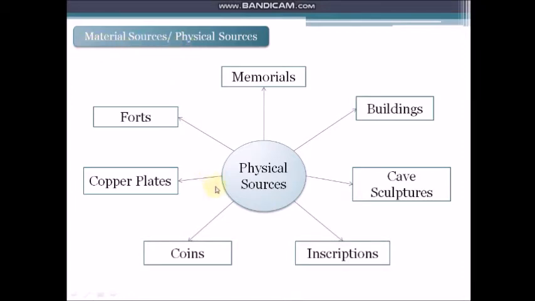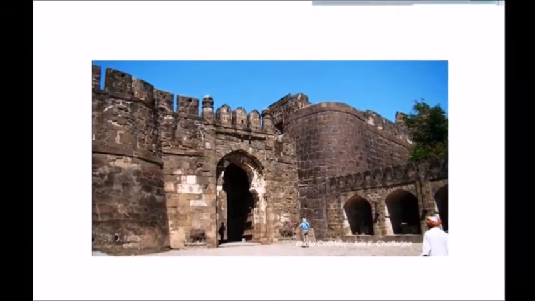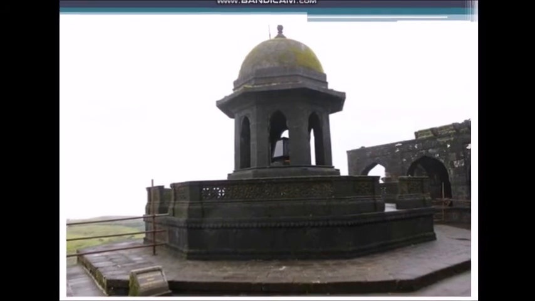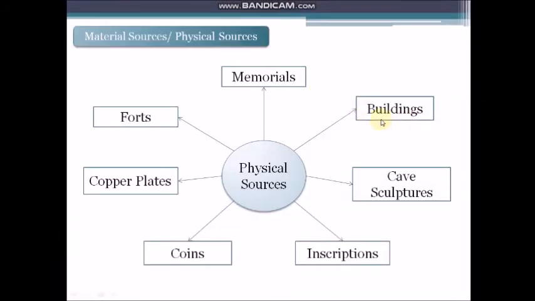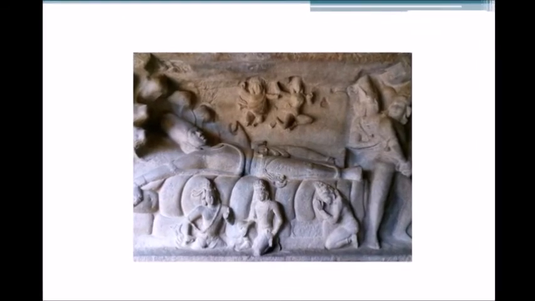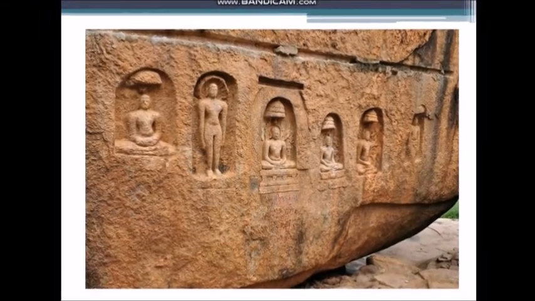Material sources are sources from which we can gather information about history. Forts. Forts have an important place among material sources. Memorials or monuments include samadhis, graves, virgala, etc. Buildings include palaces, ministerial mansions, queen's quarters, and so on. Cave sculptures. Cave sculpture is creating a structure by carving it out of solid natural rock.